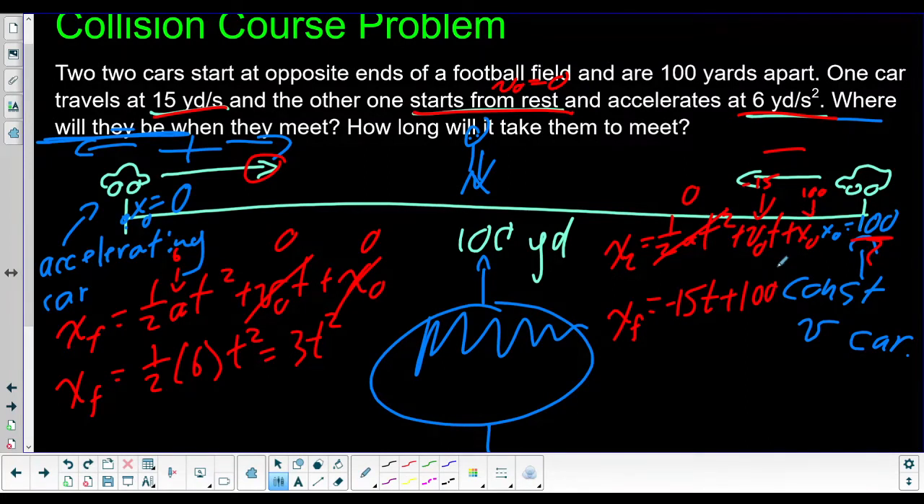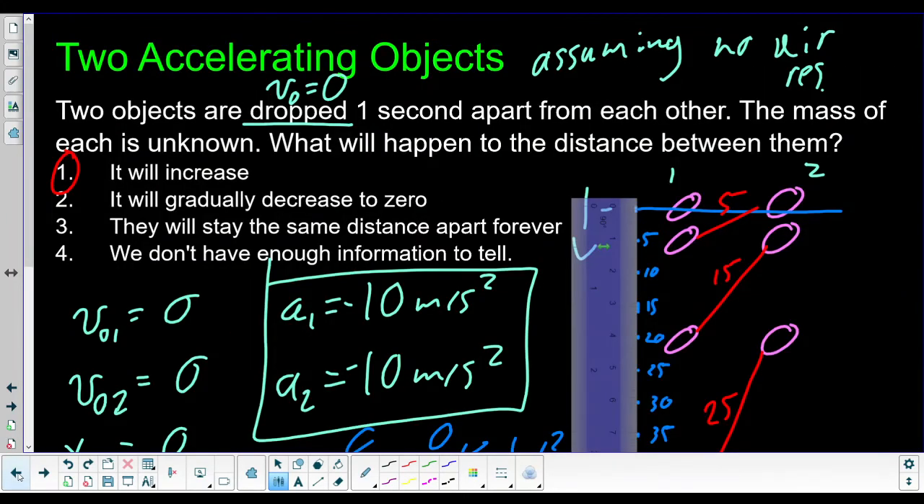Cool. Now, how are we going to solve this? We have two different equations. We could graph it, right? We could plug in 1 second. 1 squared is 1 times 3 is 3, so it'll go 3 yards. 1 times negative 15 is negative 15, plus 100 is 85. And then we could mark off their positions on the field and do it graphically the way we did here.